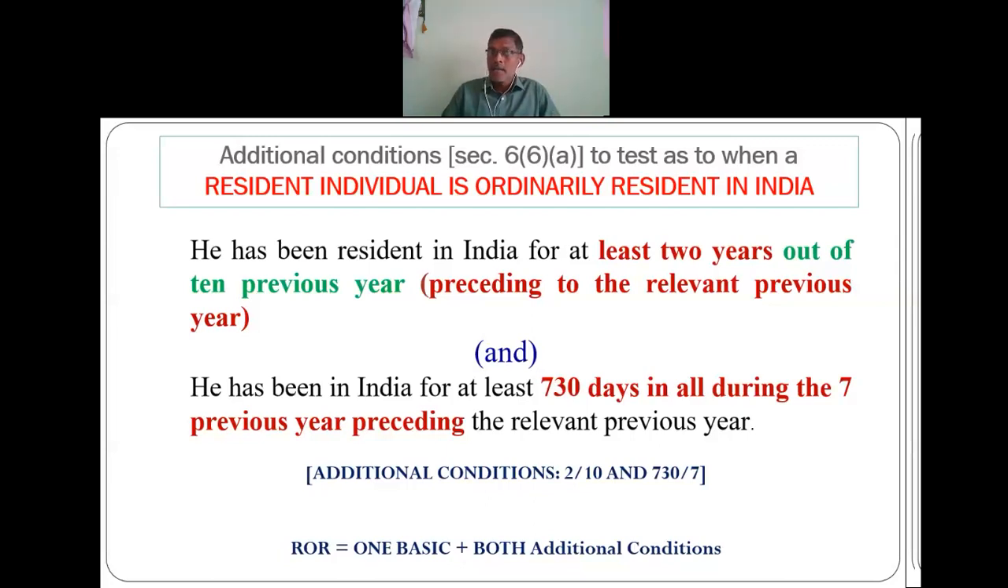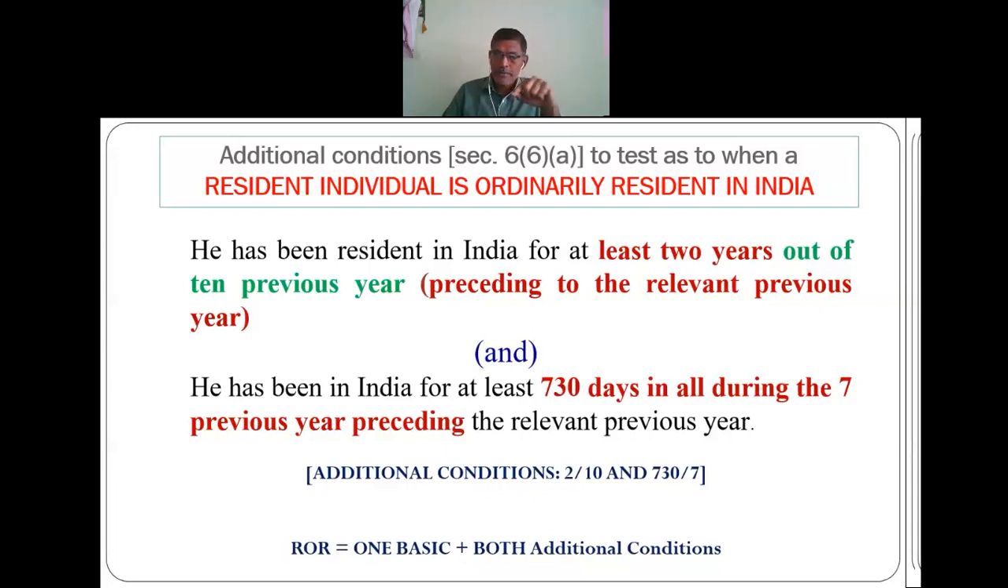As per section 6, subsection 6, clause A, to test whether the particular individual is an ordinary resident or not, when you want to be an ordinary resident in India, these two compulsory conditions should be satisfied. He has been resident in India for at least 2 years out of 10 previous years preceding the relevant previous year. Relevant previous year means 1st April 2019 to 31st March 2020 as far as ours is concerned. He has been resident in India for at least 2 years out of 10 previous years.